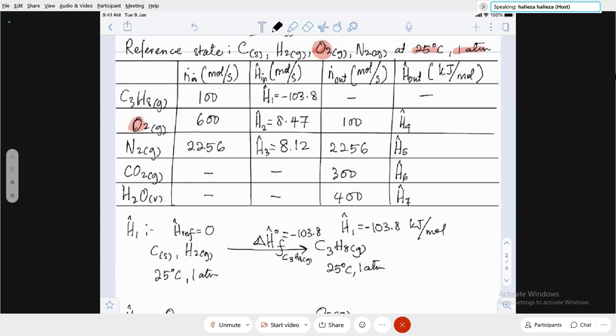Yeah, we completed one column for the inlet. Now we need to do the rest for the outlet.